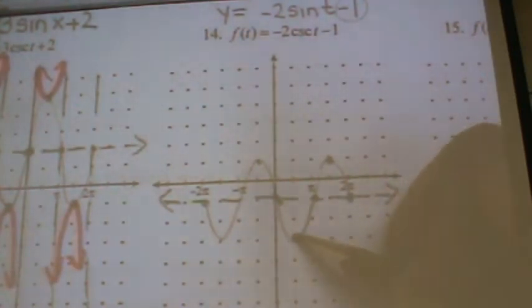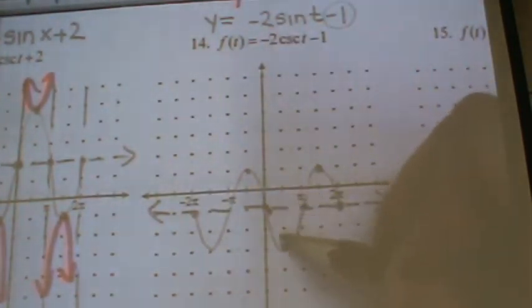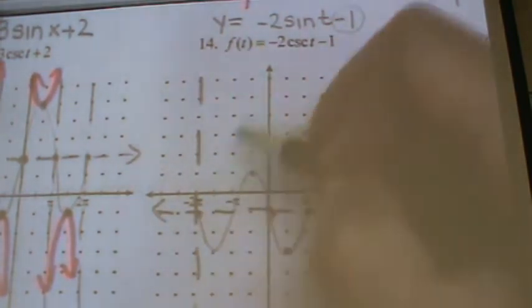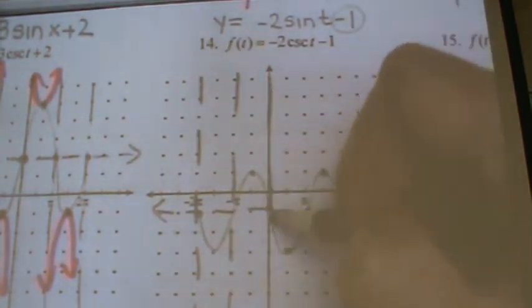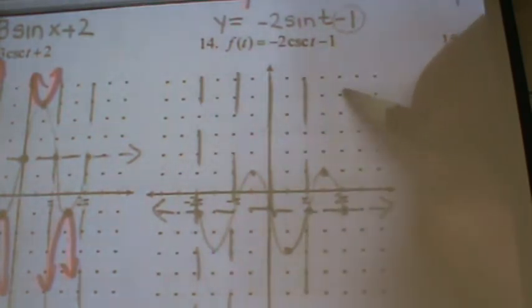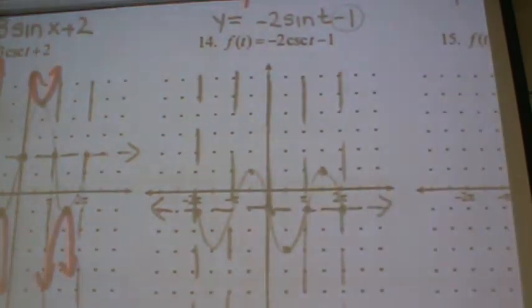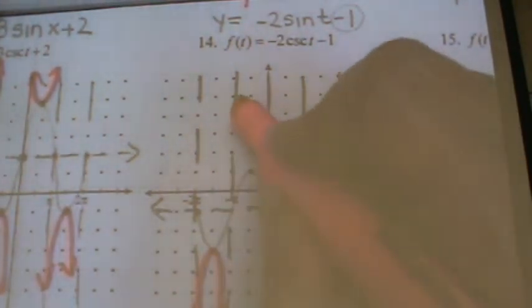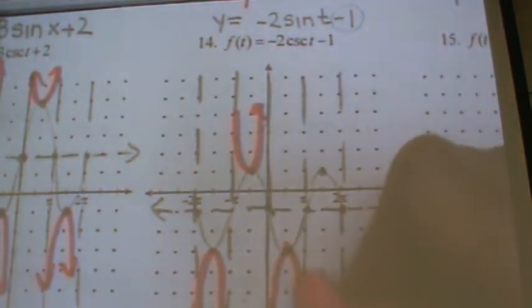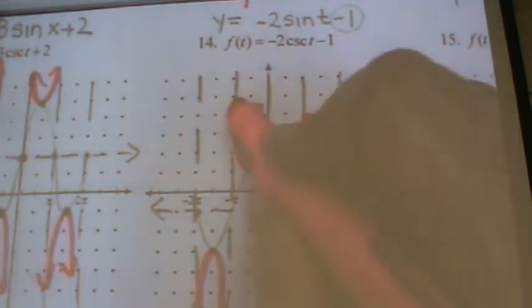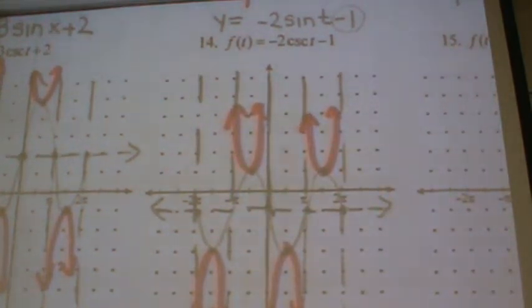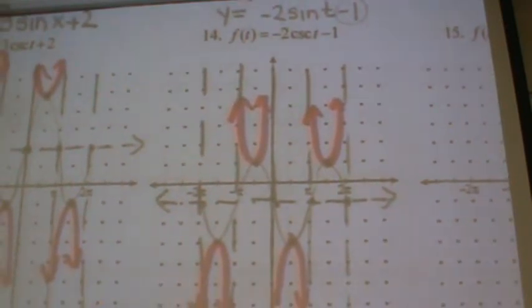So you go down 2, your amplitude is 2, down 2, back on, up 2, so it's backwards. Now where are your asymptotes? At negative 2 pi, at negative pi, at 0, at pi, and at 2 pi. So what does your graph look like? Just like that. Yes or no? Good?